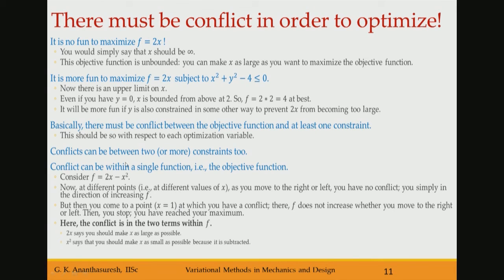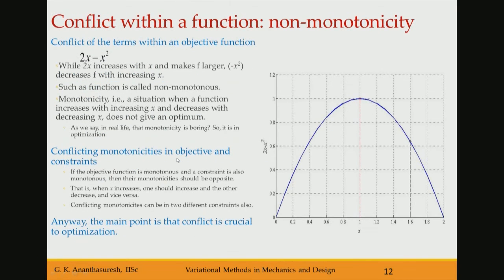Okay. And that is the optimization spirit, in the sense that there must be conflict, you resolve the conflict and find the best. That is what we do in optimization. And that is what is being shown here. In this plot, we have x on the x axis, 2x minus x square on the y axis. So, I have this maximum at x equal to 1, and that is what we get here. Okay. There is a conflict.